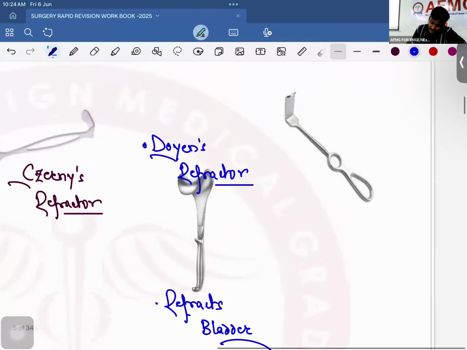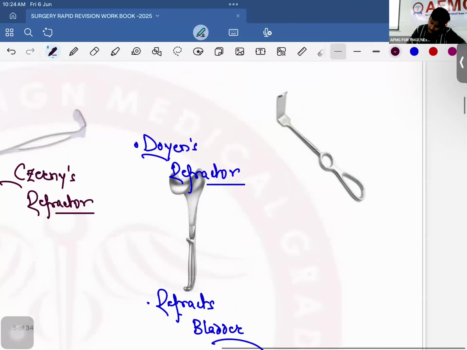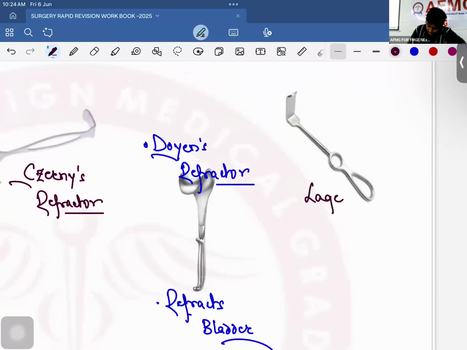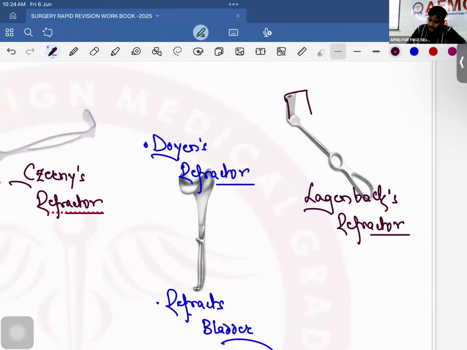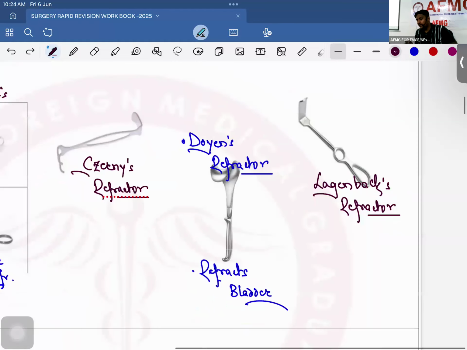Next important, this reverse L-shaped retractor is Langenbeck's retractor, beta. This reverse L-shaped retractor which is there is Langenbeck's retractor. How to differentiate between Morrison's and Langenbeck's? Do remember that Morris retractor, beta, is going to have a wider blade because it is used to retract solid organs like liver. Okay, this one is going to have a very thin blade, basically a rectangular blade, not a square one.